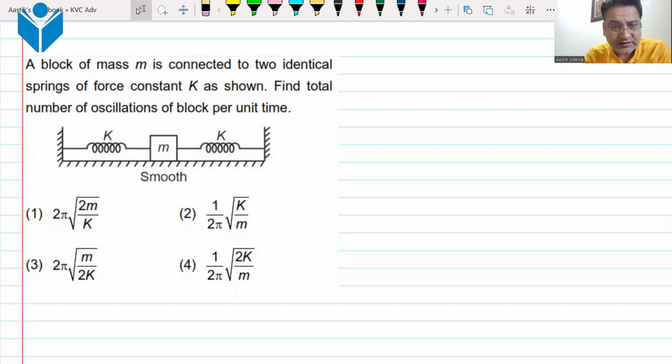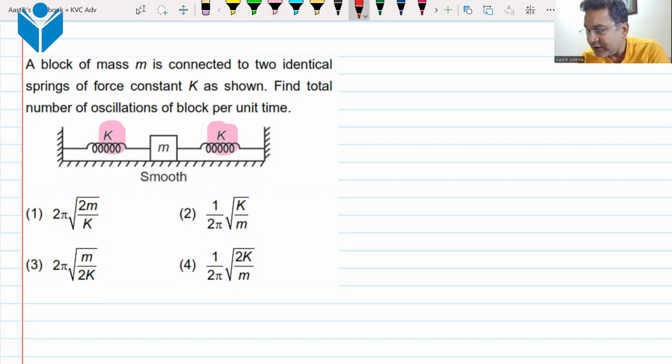Simple question, what is the total number of oscillations of the block per unit time? So basically they're asking you what? They're asking you frequency. Option 4 is correct. How are these two springs connected? Are they connected in parallel or are they connected in series? They are connected in parallel, sir. They are connected in parallel, so the effective spring constant becomes K plus K, 2K.